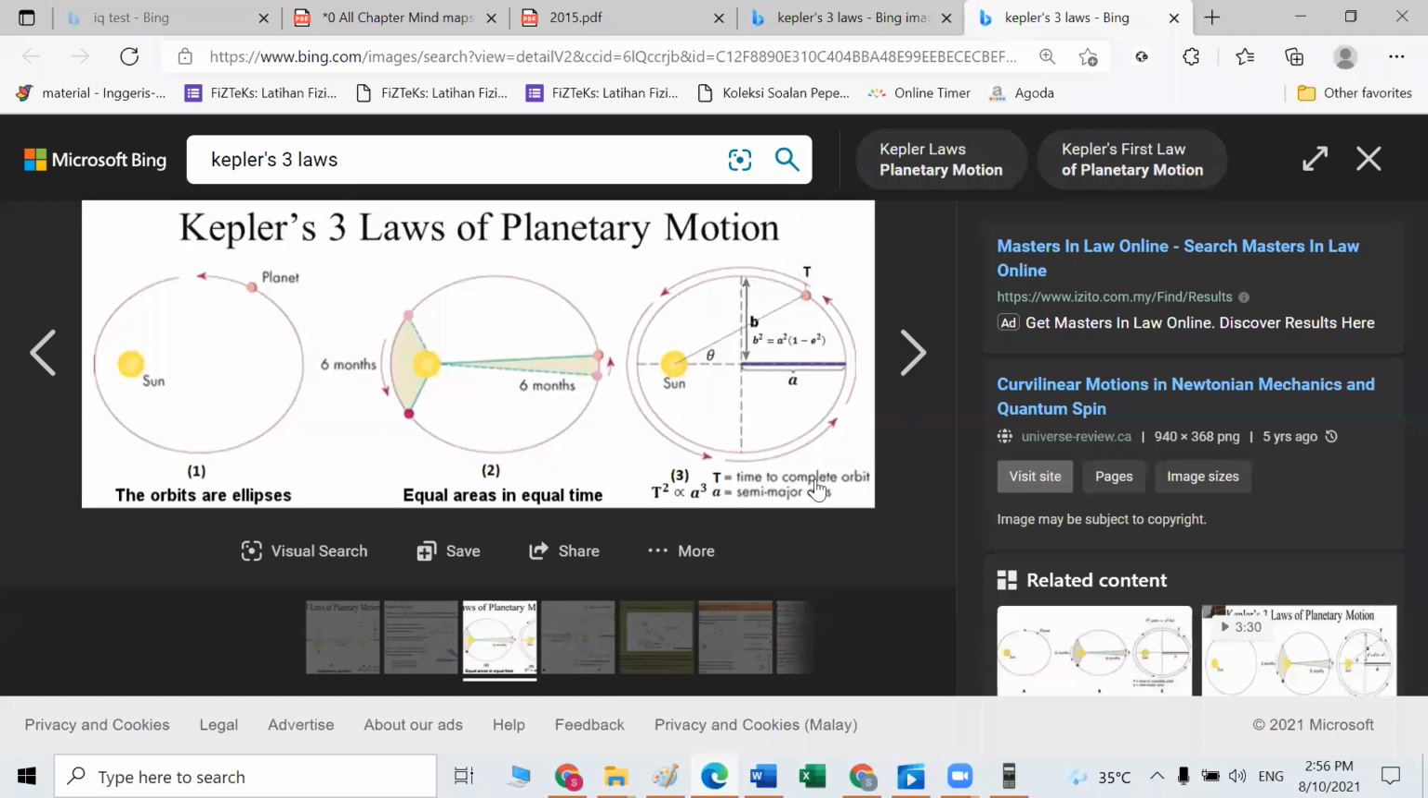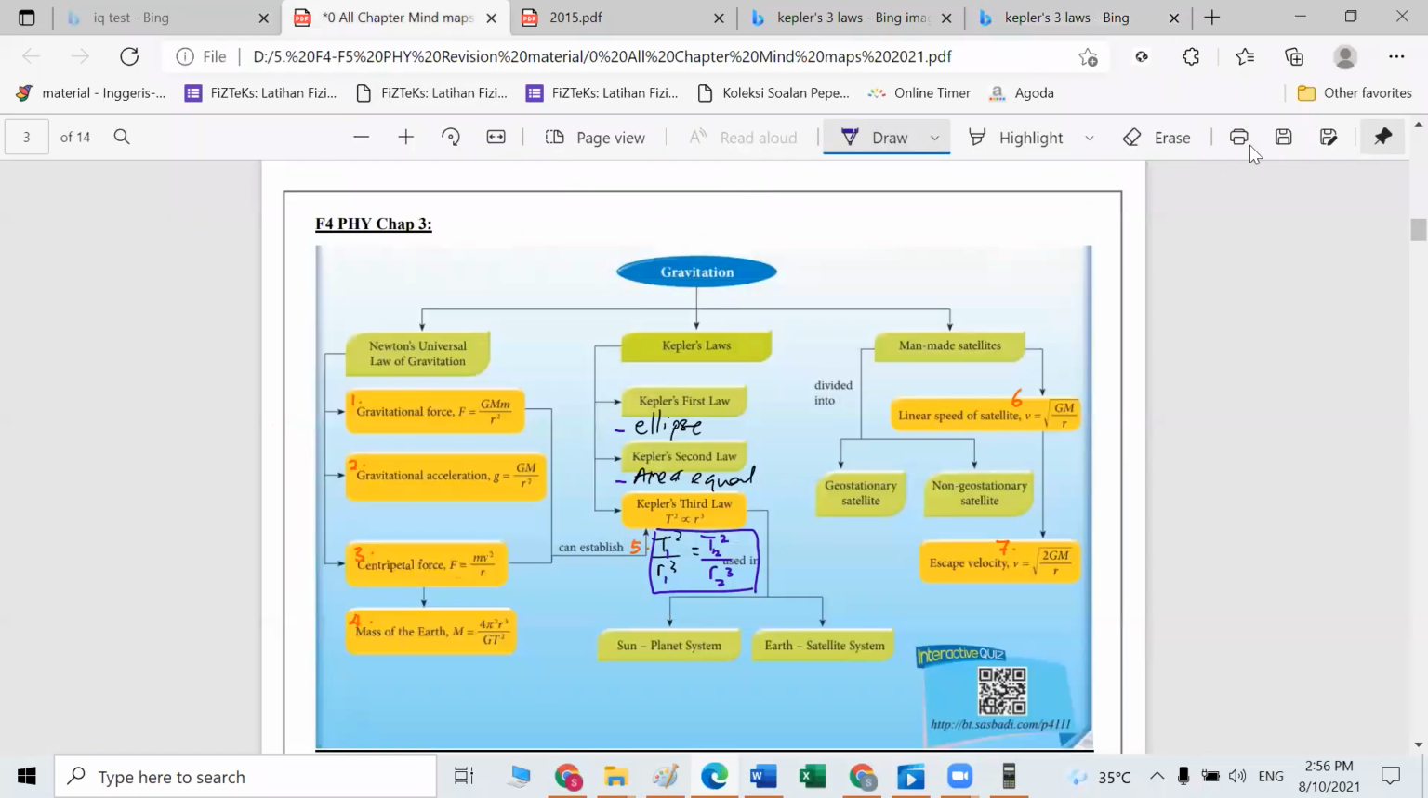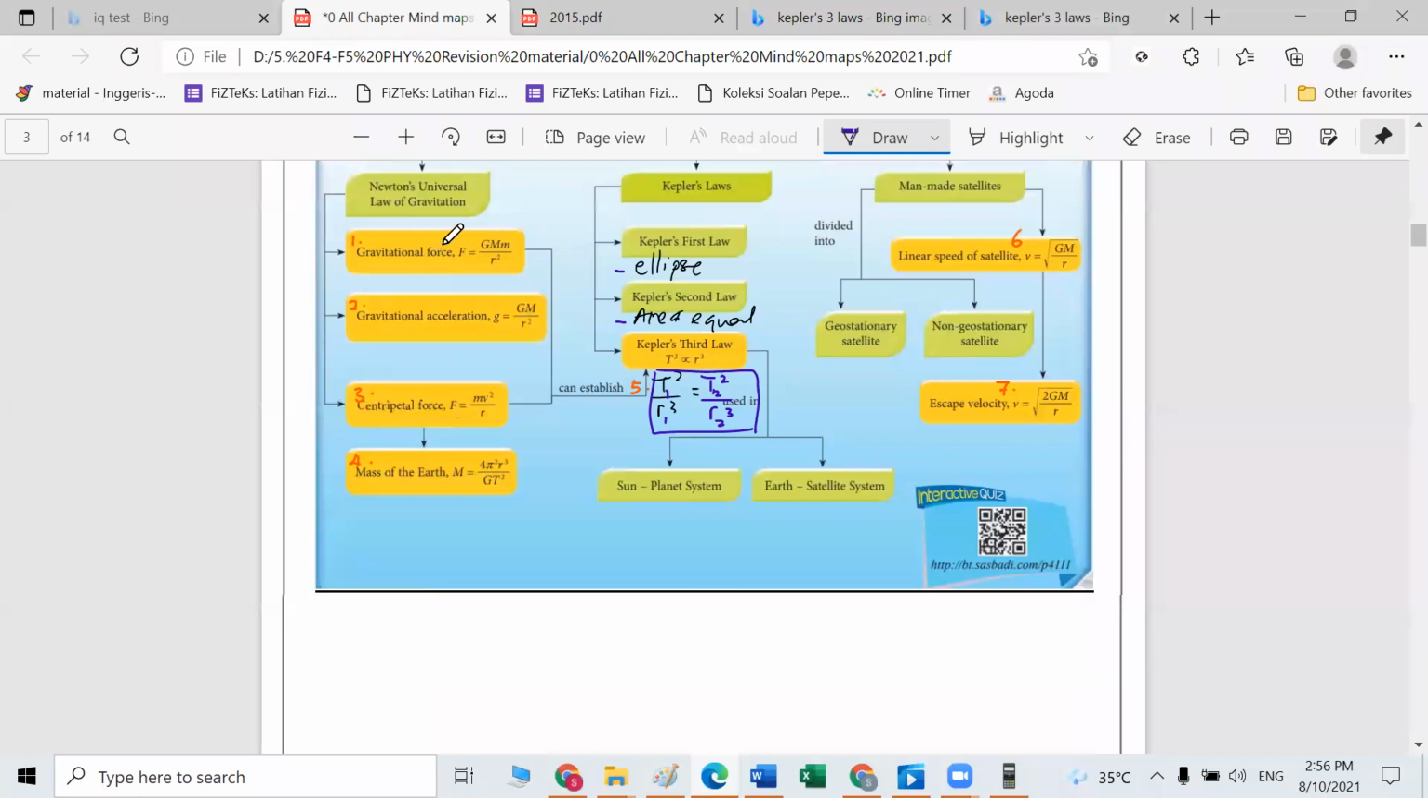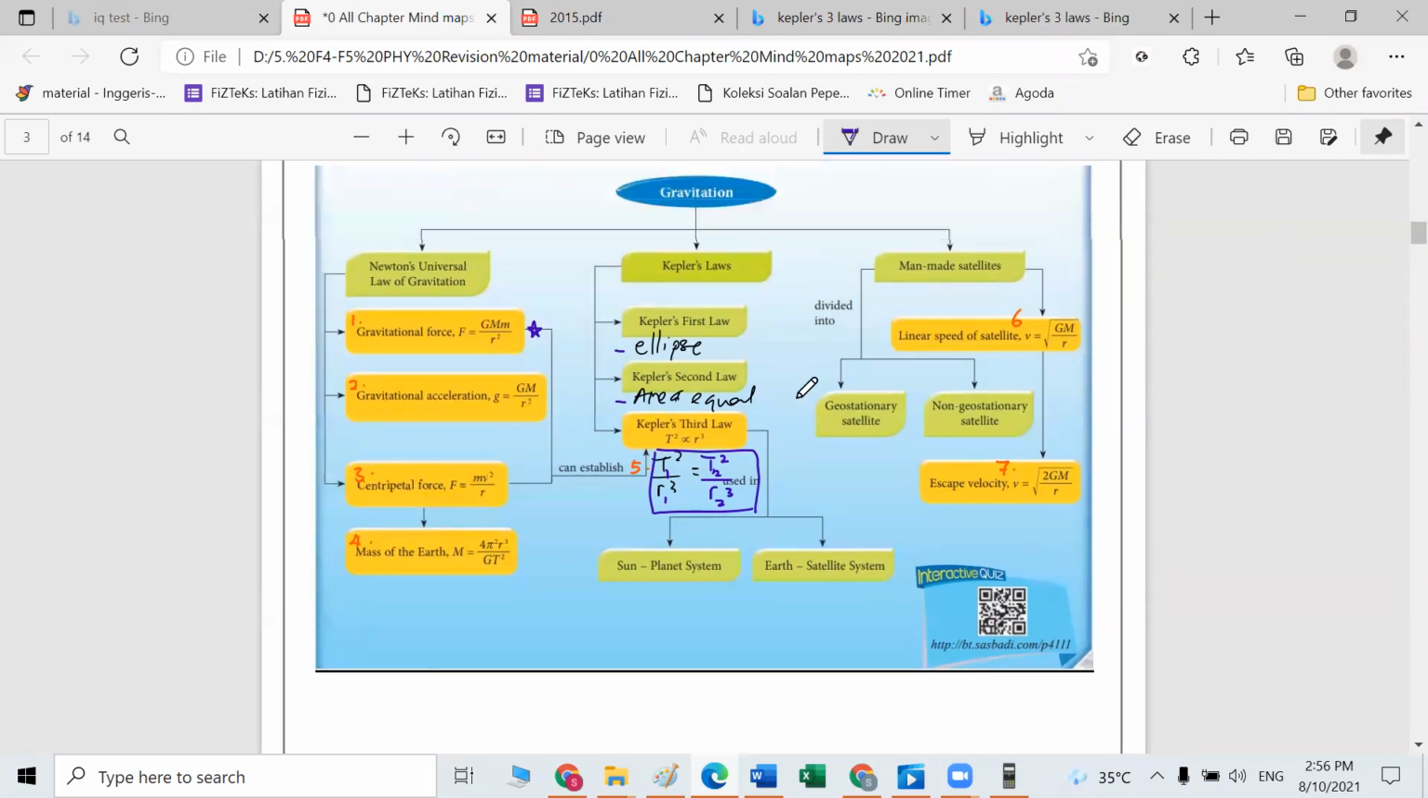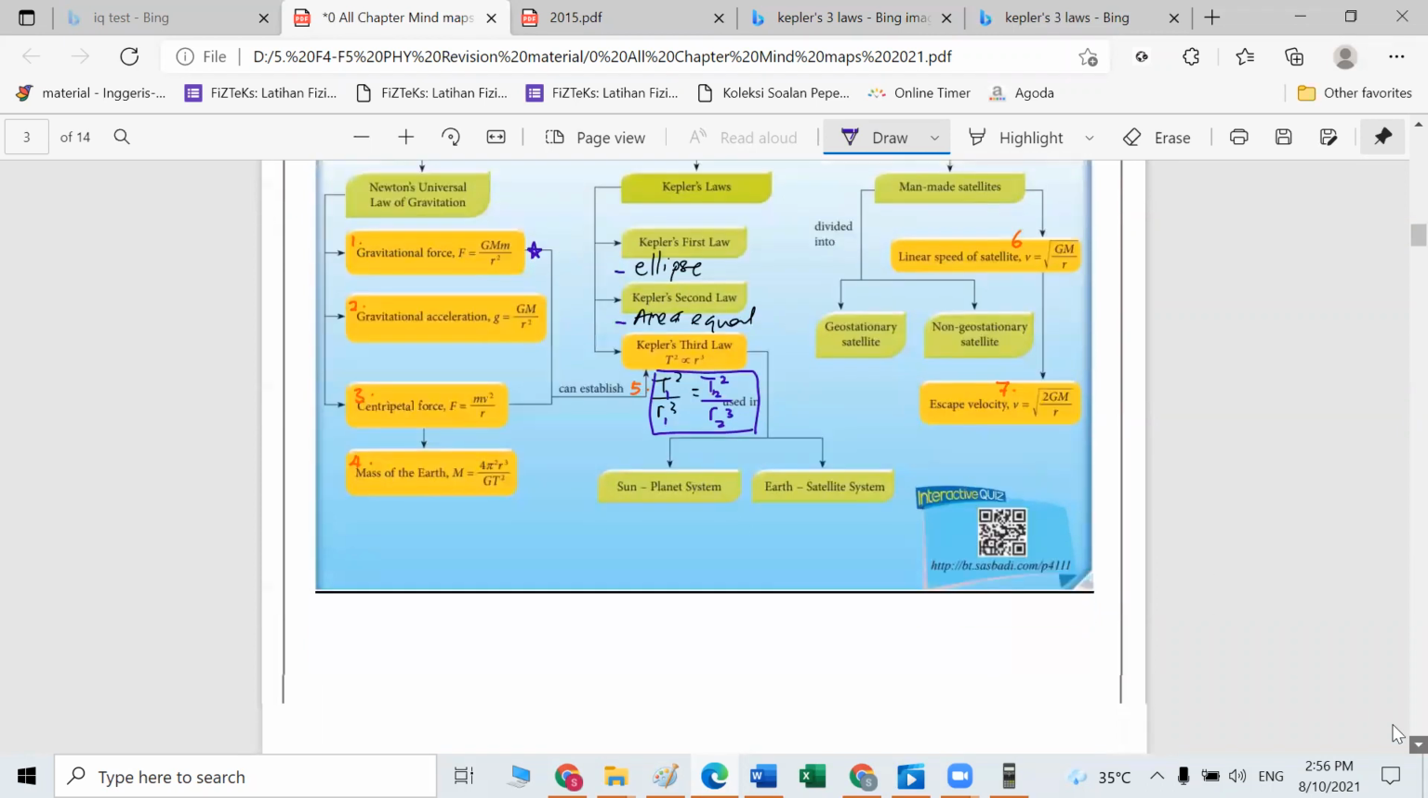Okay, done already? Continue. Normally number 1 is the most used. Then for me, I will set the first question from this formula, the second question from Kepler's law, and the third question from either linear speed or escape velocity. So 1, 2, 3 questions.